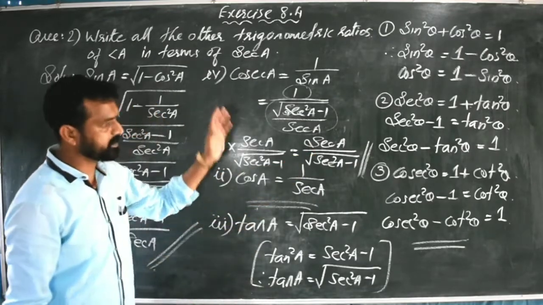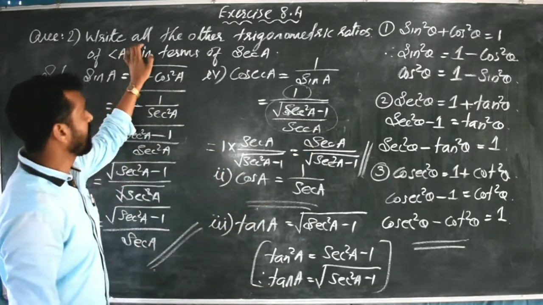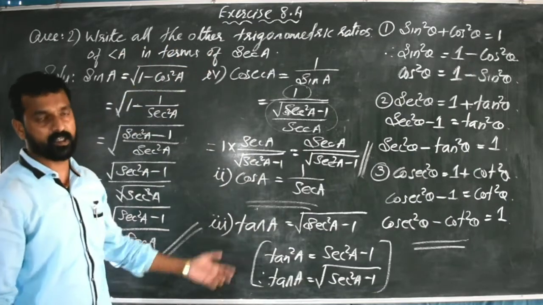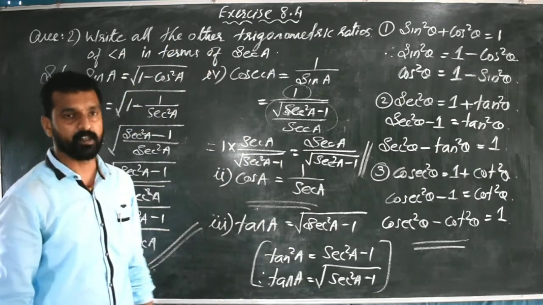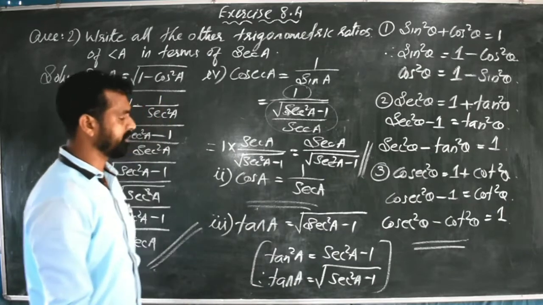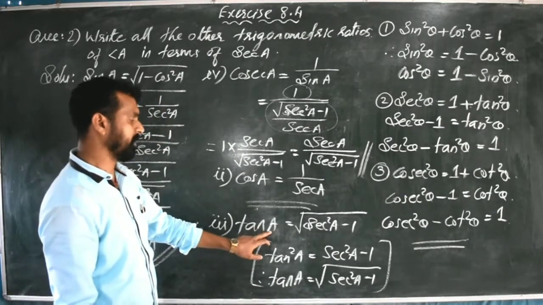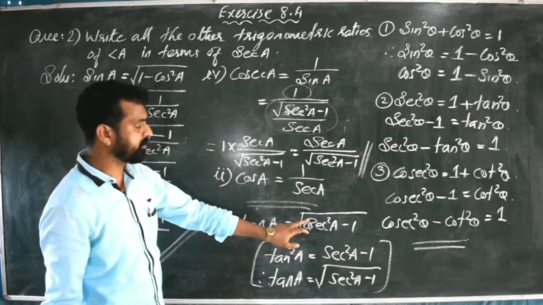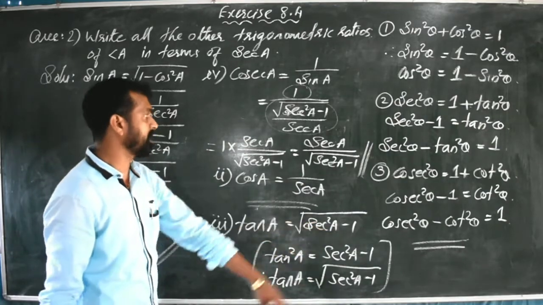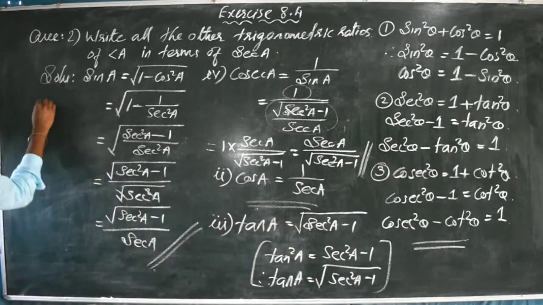Now next one is sec A. Here it is given, write all other trigonometric ratios, so sec A is sec A only. Now the last one is cot A. How can we express that? Cot A is equal to 1 by tan A we can write. That is equal to 1 divided by, in place of tan A we will write this one.